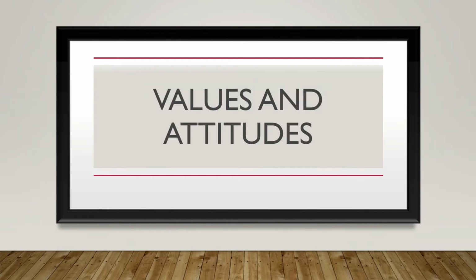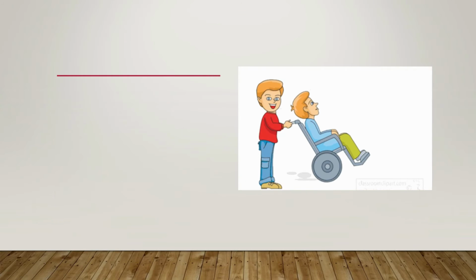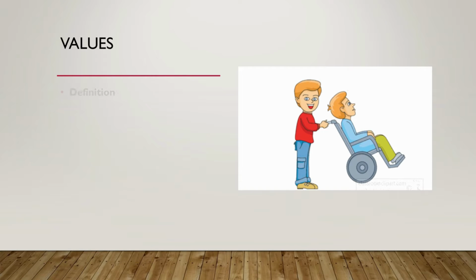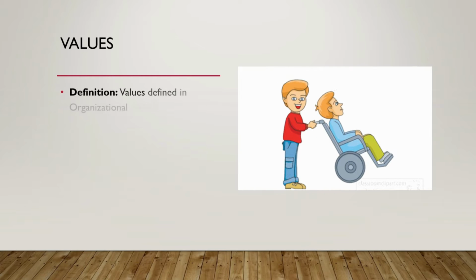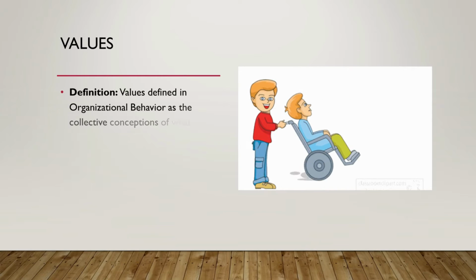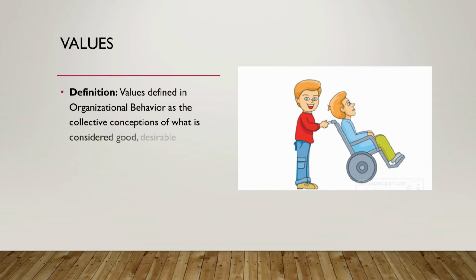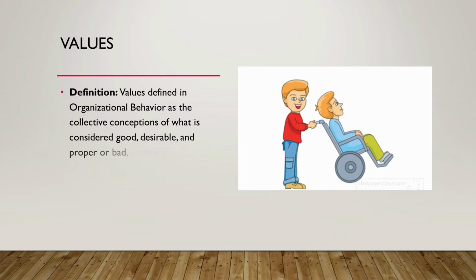Let's begin the final topic: values. What are values? Values are defined in organizational behavior as the collective conceptions of what is considered good, desirable, and proper, or bad, undesirable, and improper in a culture.